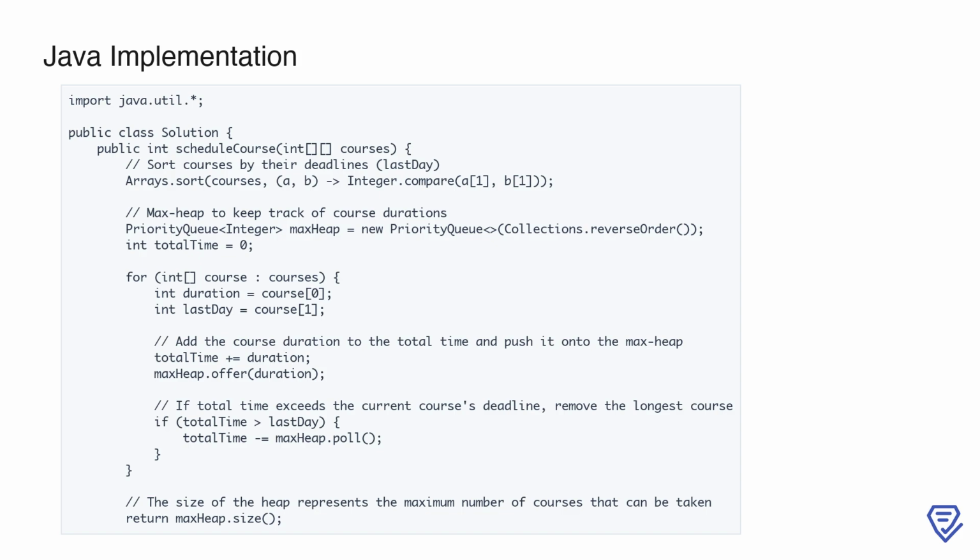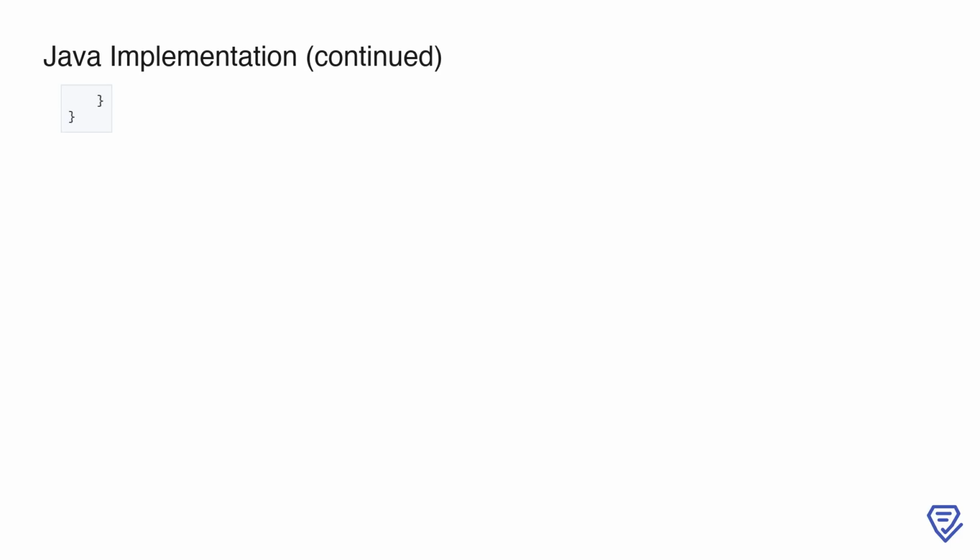By the end of the loop, the size of the heap represents the maximum number of courses that can be taken. Finally, the method returns the size of the max heap, which gives us the total number of courses that can be completed within their respective deadlines.